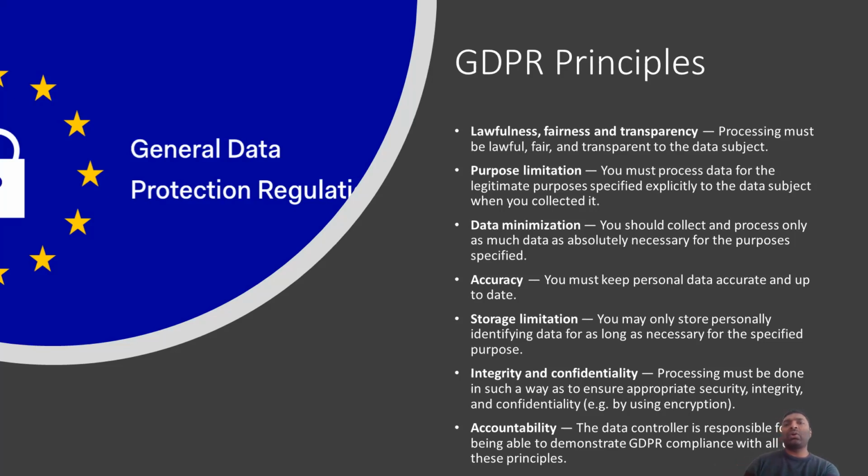Then the next one is called purpose limitation. This says that you must process data for the legitimate purposes specified explicitly to the data subject when you collected the data. When you collect the data, you need to mention the purpose for which you are going to use it. And you should always use the data for that particular purpose, and nothing else.